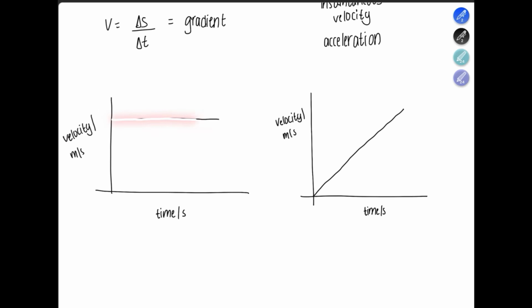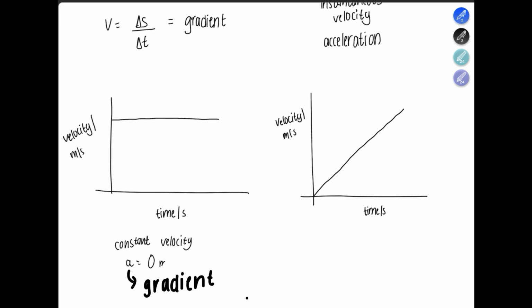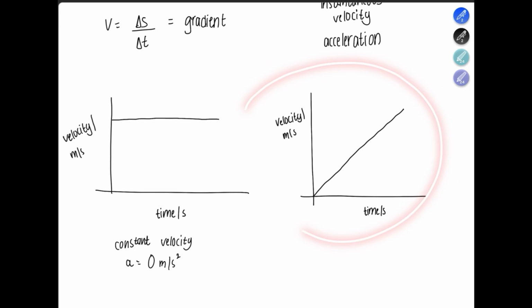If you have a horizontal line on a velocity time graph, it means that the object is moving at constant velocity, okay? If you find the acceleration, it is going to be 0 meter per second squared, okay? Because the speed is not increasing or decreasing. If you look at this velocity time graph, you can see that this is a straight line. A straight line represents uniform acceleration. That means the acceleration at this point and this point is the same because the gradient is the same.